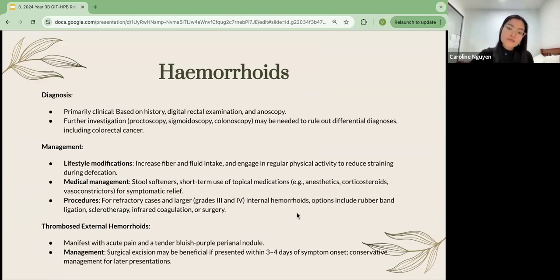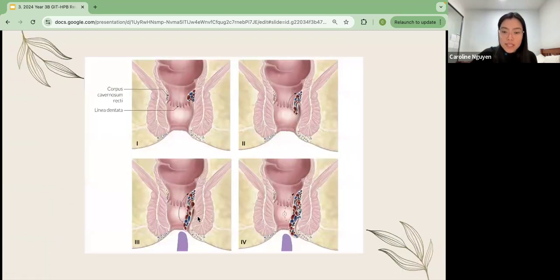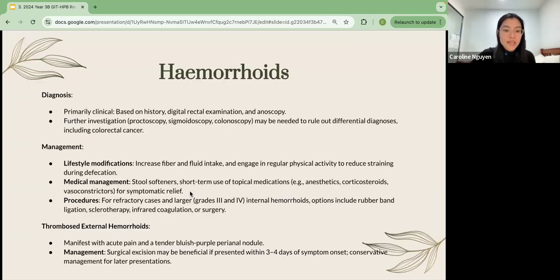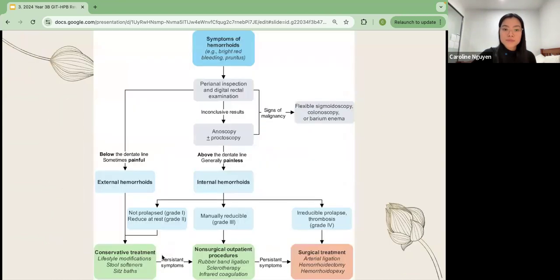Management includes increased fiber, increased fluids, increased activity, and reduced straining during defecation. Sometimes we need to soften the stools. Sometimes we need to give them topical creams like lignocaine, I believe, or some steroid creams, something to make the vessels smaller, because that's the issue with hemorrhoids. It's the engorgement of the vasculature here. And if there is a blood clot, then it'll be painful and bluish purple. So sometimes we just need to cut it out surgically.